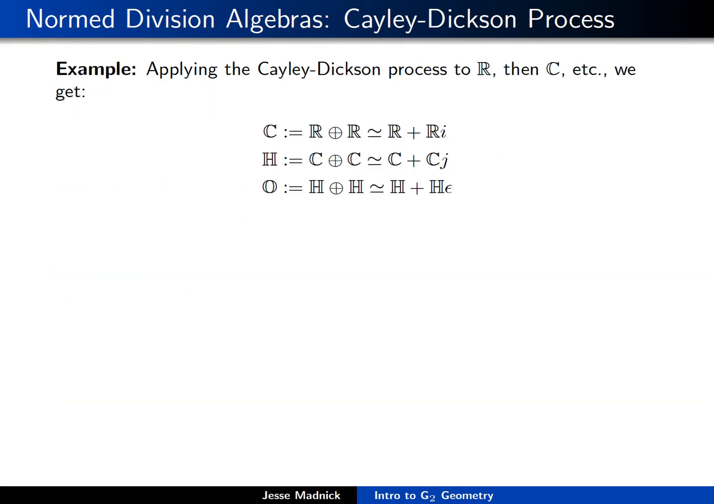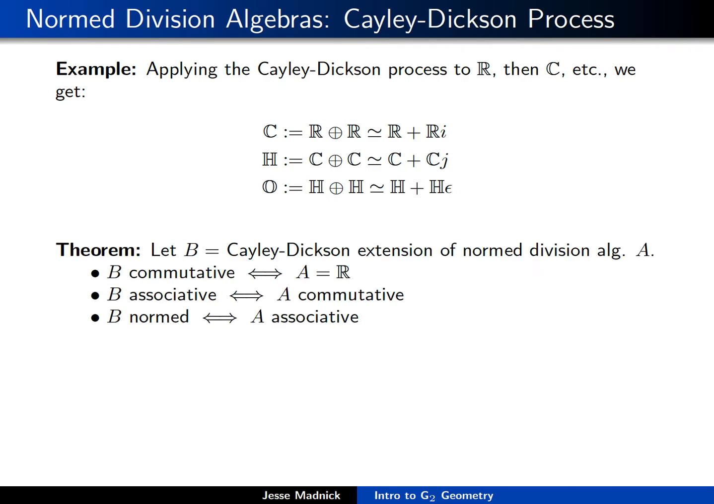So it turns out this is exactly the process by which you get the complex numbers, right? If you apply the Cayley-Dickson process to R, you get exactly C. This is where the complex numbers come from. And then you can do it again. You can apply the Cayley-Dickson process to C and get H, the quaternions, and then do it one more time. You apply the Cayley-Dickson process to H, the quaternions, and you get O, the octonions.